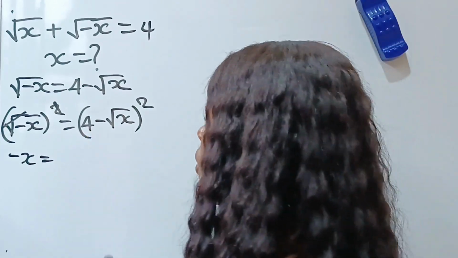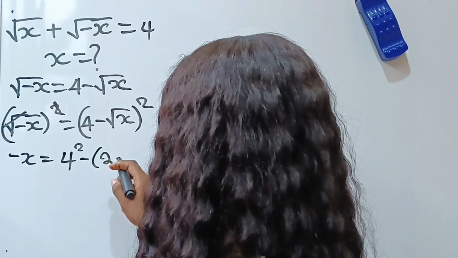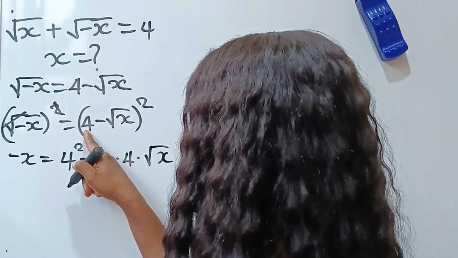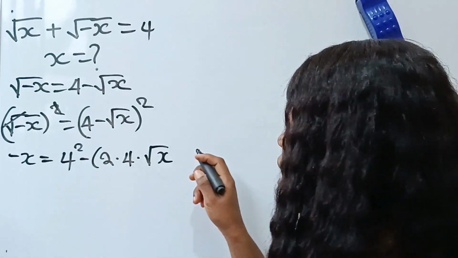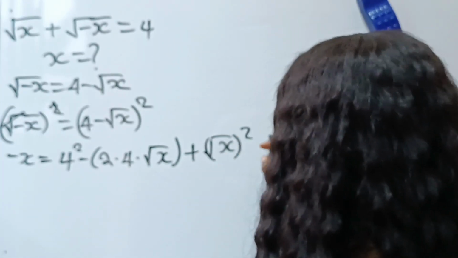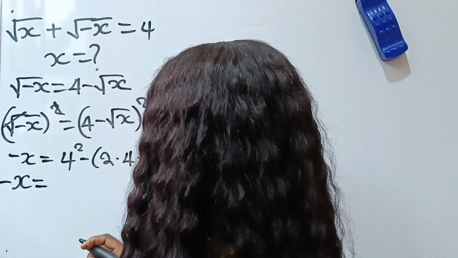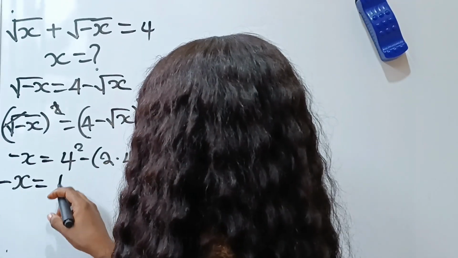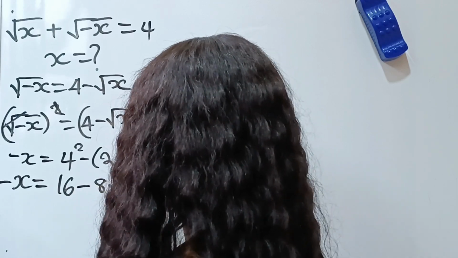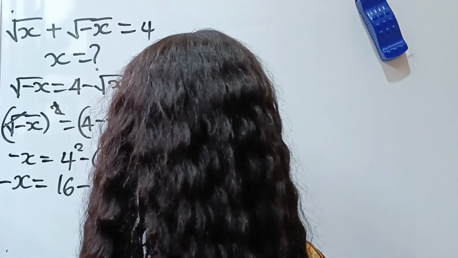So it's going to be a squared, that is 4 squared, minus 2ab, 2 multiplied by 4 multiplied by root x, because our a is 4 and our b is root x, right? Then plus b squared, that is root x squared. Now minus x is equal to 4 squared is 16 minus 2 times 4 is 8, so we have 8 root x plus this, we cancel this and we have what?